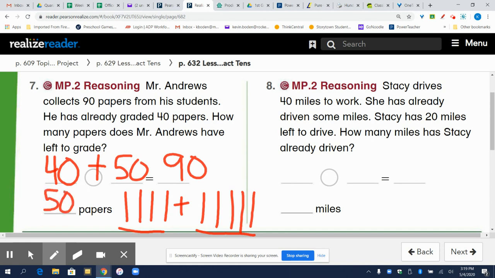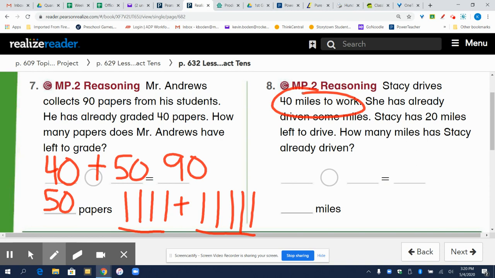So pause it, figure out which way you want to do, addition or subtraction, and then you can try doing number 8 all by yourself. I will read it to you. It says Stacy drives 40 miles to work. She has already driven some miles, so we don't know how many miles she drove. Stacy has 20 miles left to drive. How many miles has Stacy already driven?